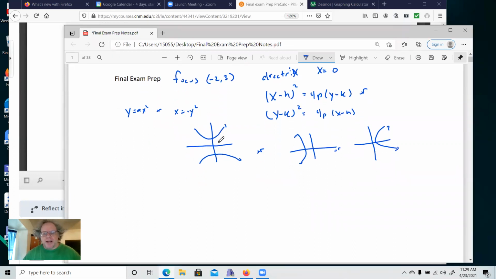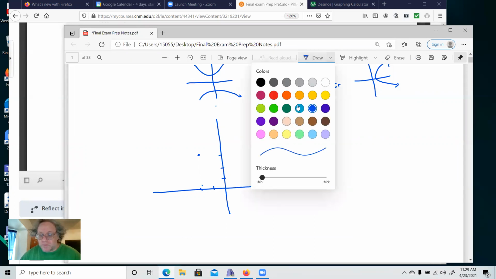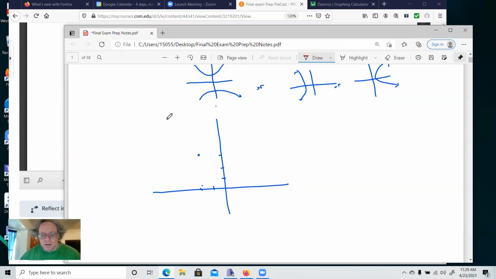So let's take a look at where the focus is. The focus is at (-2, 3), and my directrix is at x equals 0. So we have to find the line. Excuse me, x equals 0.